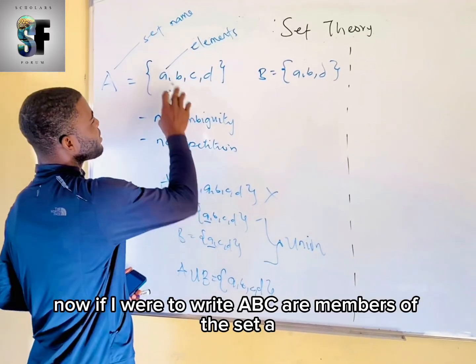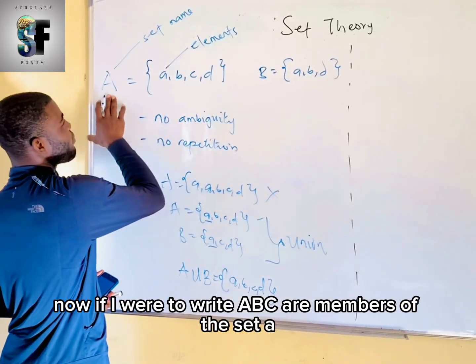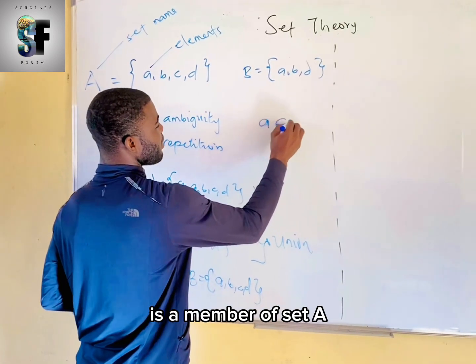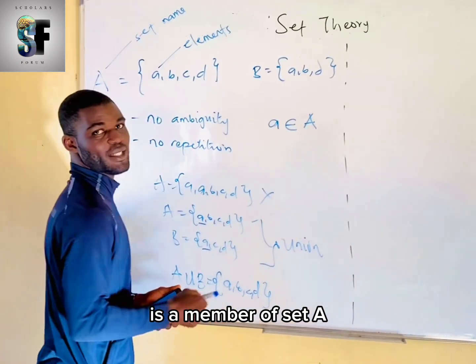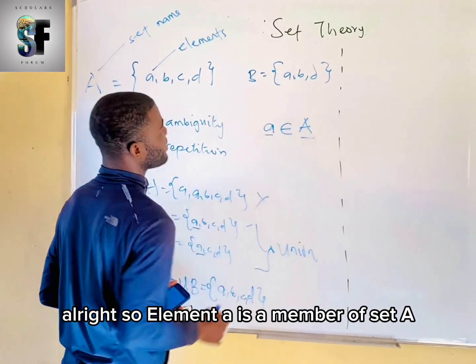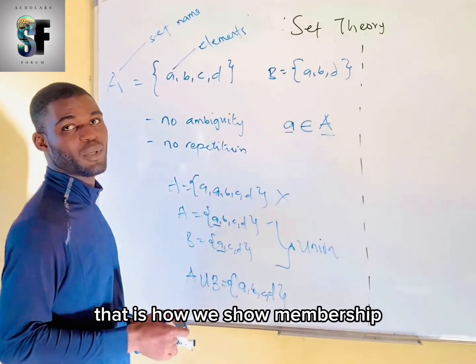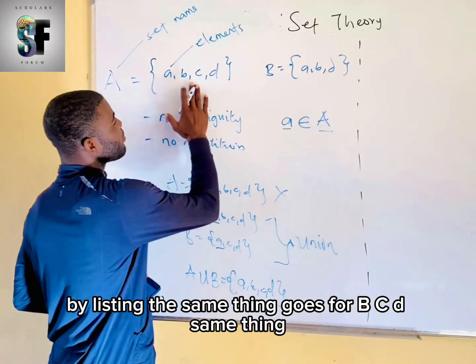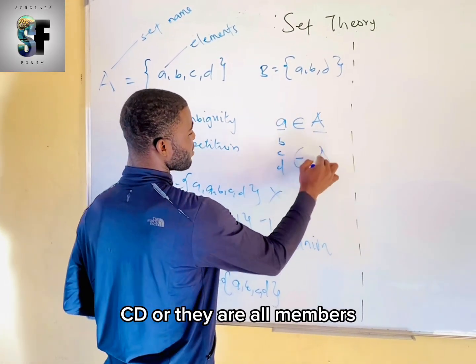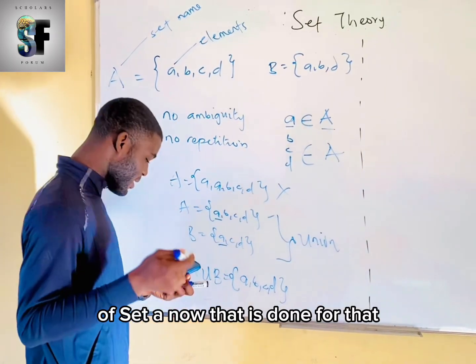Now if I were to write that A, B, C, D are members of set A, I simply write something like this: A is a member of set A. So element A is a member of set A. That is how we show membership by listing. The same thing goes for B, C, D; they are all members of set A.